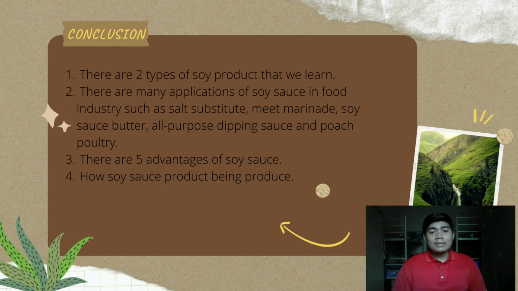Besides that, there are 5 advantages that we know, including anti-platelet activity, antioxidant capacity, lowering LDL cholesterol, enhanced digestive health, and anti-inflammatory activity. Last but not least, there are 2 production ways on how soy sauce is made. The first one is traditional production and the second one is chemical production.